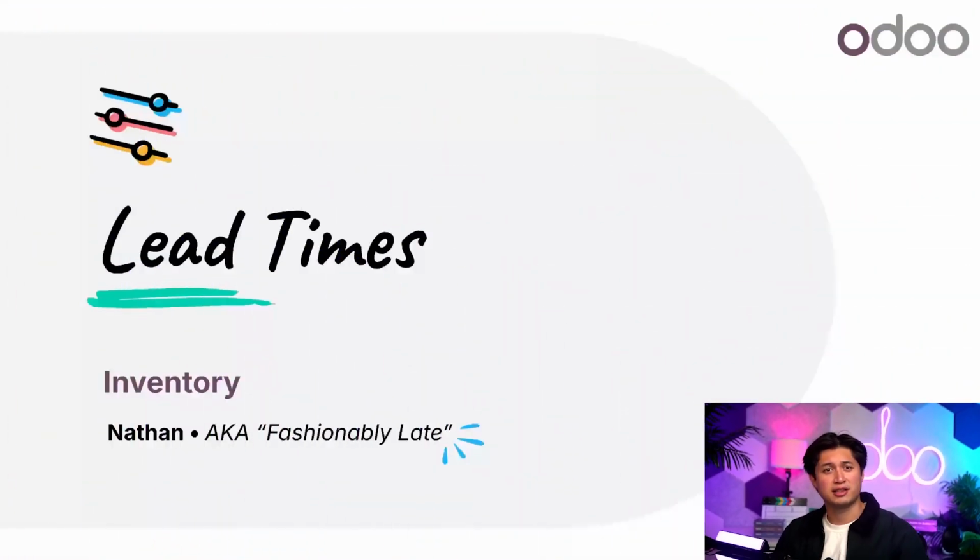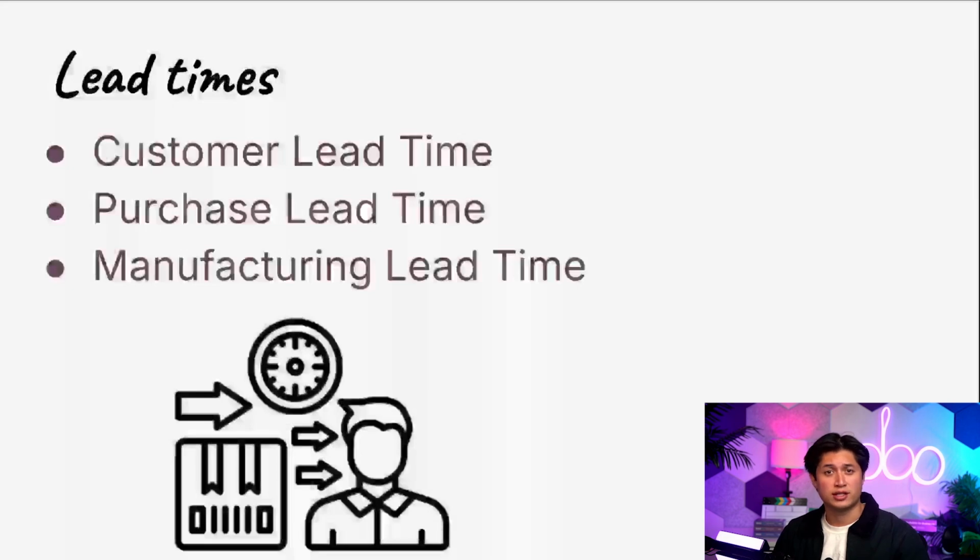Today, we're going to talk about lead times, which are how many days it takes to do something. They are used to plan and coordinate deliveries, replenishment, and other supply chain actions to get products to customers on time. In Odoo, we have customer lead time, purchase lead time, and manufacturing lead time, which you may have heard of before. As well, Odoo offers security lead times.